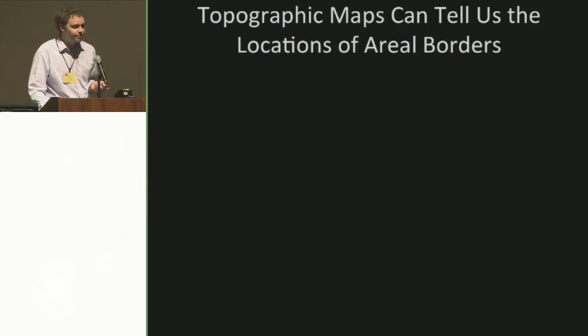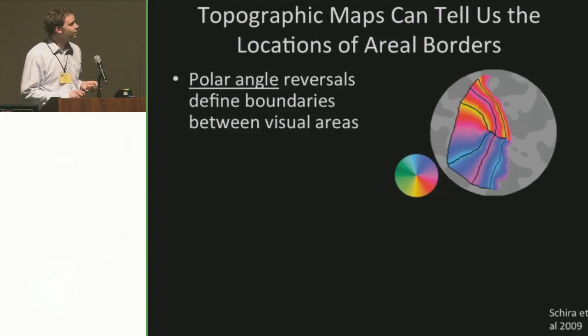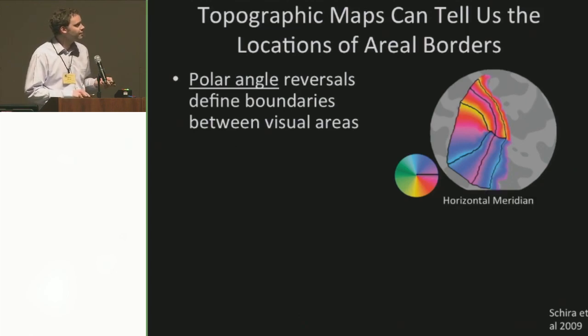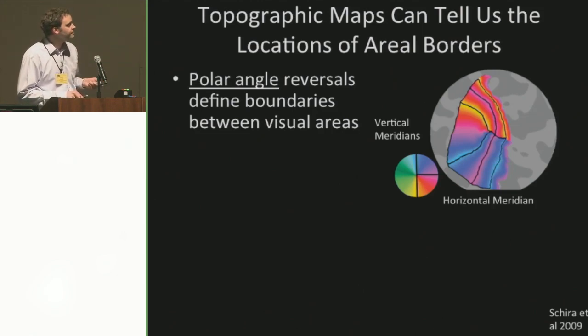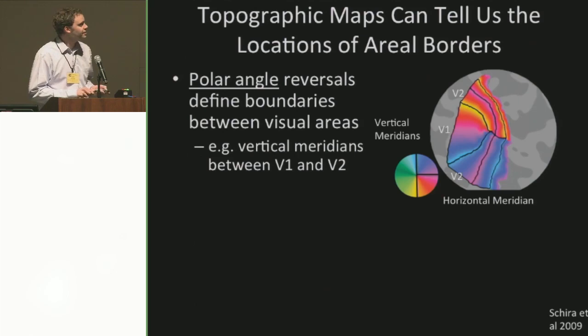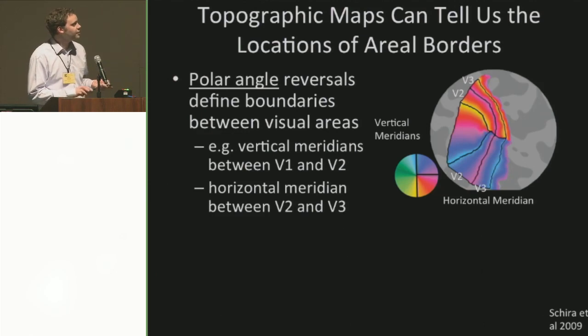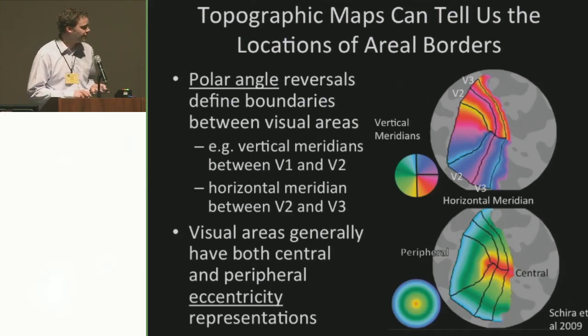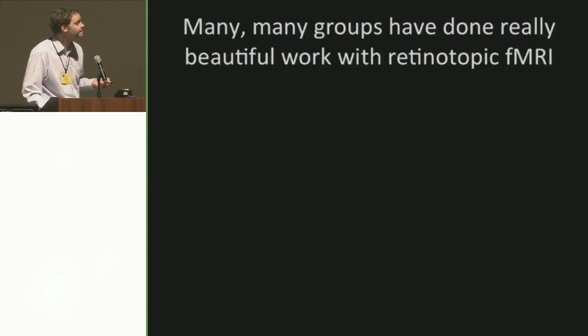So how do we get areal borders out of topographic maps? Well, it turns out that polar angle reversals define boundaries between visual areas. So we've got our horizontal meridian in pink here, and our vertical meridians in cyan and yellow. And the vertical meridians define the boundary between V1 and V2, which we can see very nicely there. The horizontal meridian between V2 and V3, and this pattern continues further, as I'll show you in a second. Also, visual areas tend to have both central and peripheral eccentricity representations, and that information can be useful sometimes for parcellation as well.